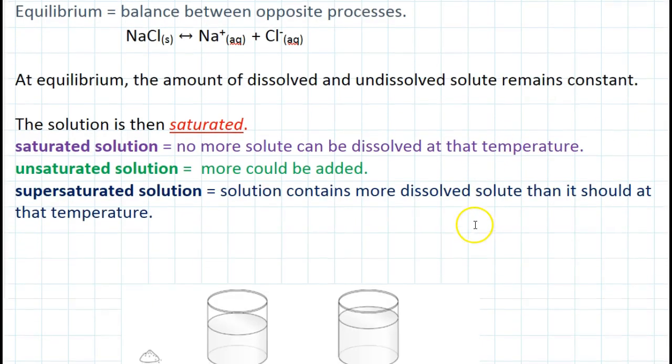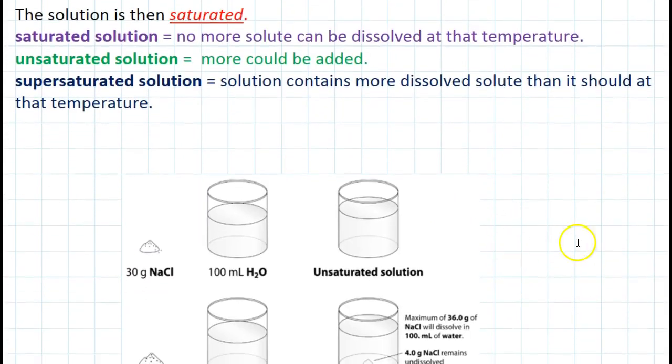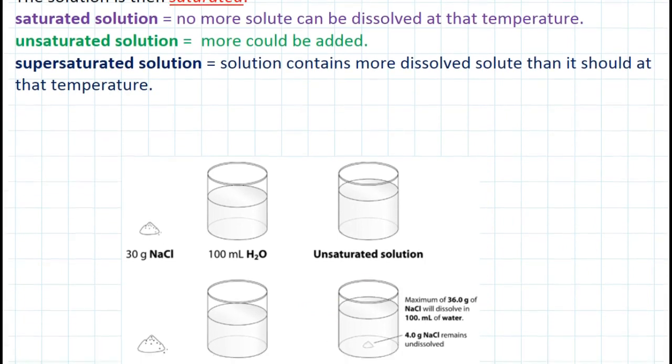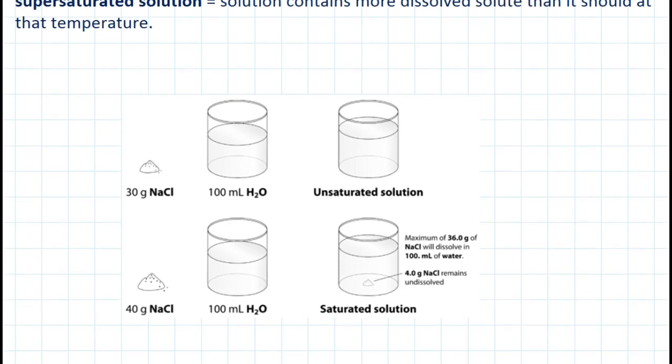A supersaturated solution is very unique because this means that the solution contains more dissolved solute than it should at any temperature. So let me kind of show you how this happens, and you can sketch this out if you want to. This little drawing. But basically what we have here is, at this given temperature, we're going to say that a maximum of 36 grams of sodium chloride will dissolve in 100 milliliters of water, or 100 grams of water. And so if you put in 30 into 100 grams of water, remember that water is 1 gram per milliliter, so that's why I'm saying grams and milliliters interchangeably for water.